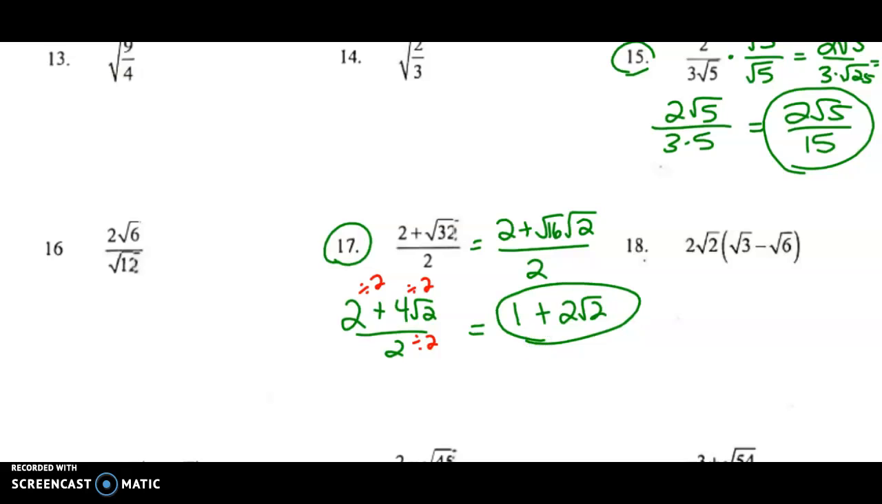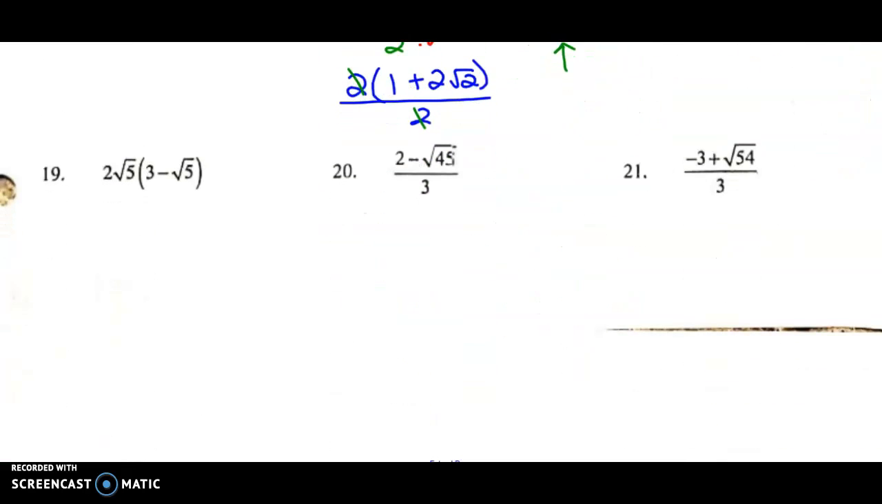Why does this work? Well, what you're really doing is on the numerator, you're pulling out a 2. It's like reverse distributive property, and you still have that 2 on the denominator. So those 2s will cancel, and that's why this simplifies to be 1 plus 2 times the square root of 2. All right, last one we're going to do, number 19.